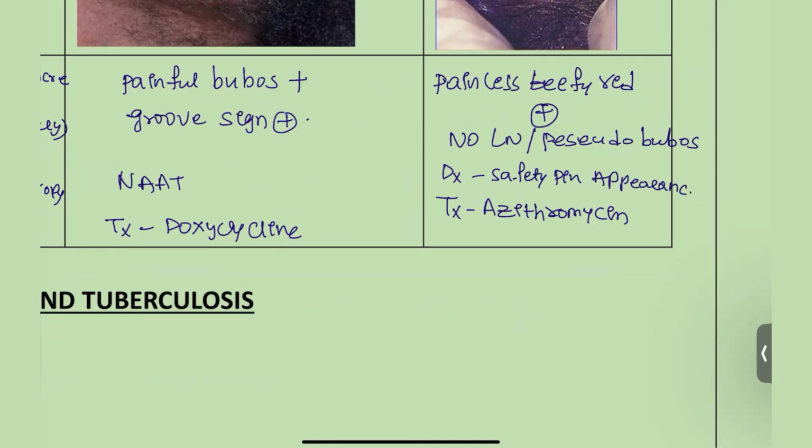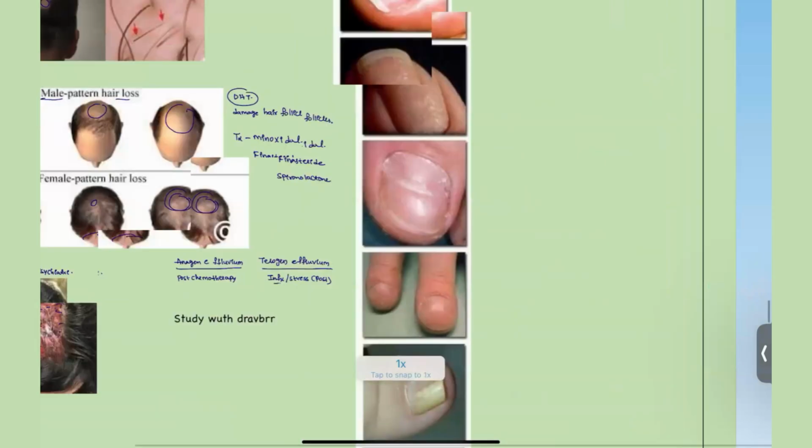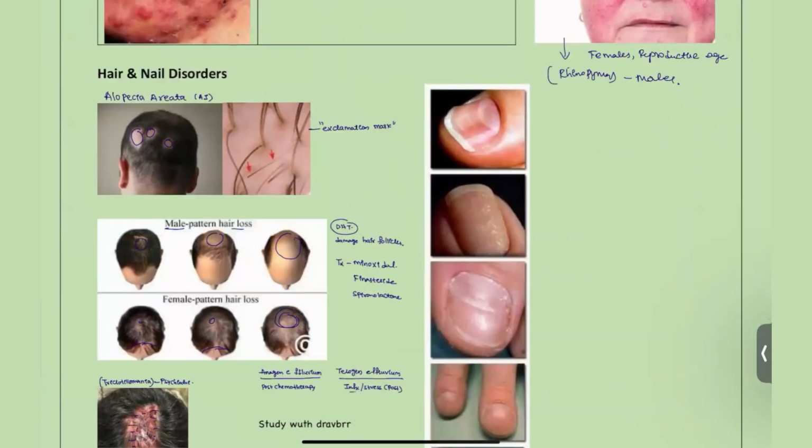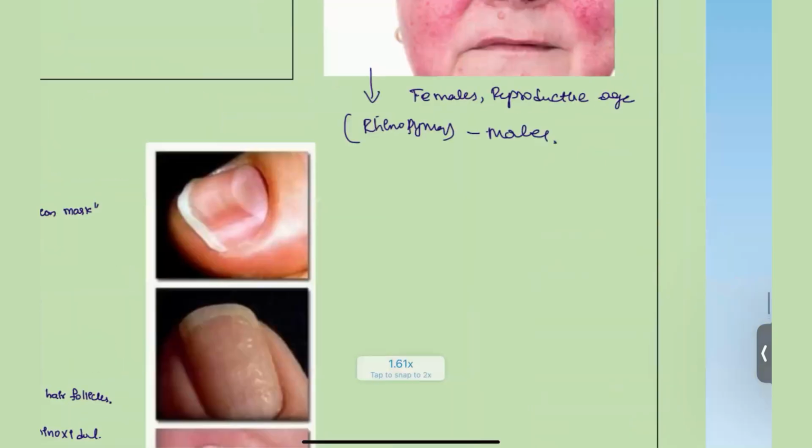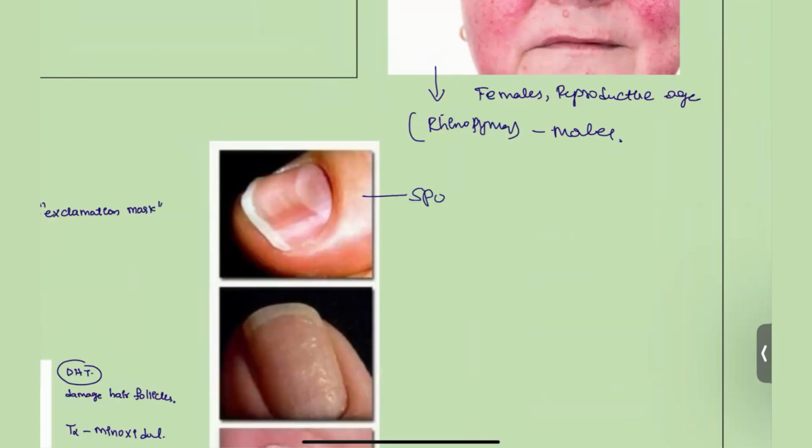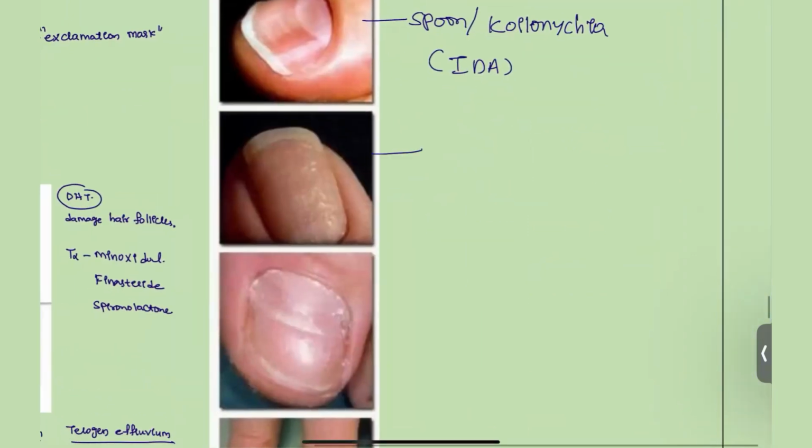Next, another picture that I forgot to mention here, nail disorders also. So nail disorders, here you can see these are spoon nails. Spoon nails are also known as koilonychia, mostly seen in iron deficiency anemia. Next, this is the pitting of the nails, which we discussed now, seen in psoriasis patients.